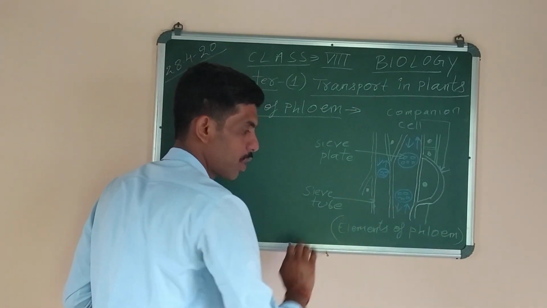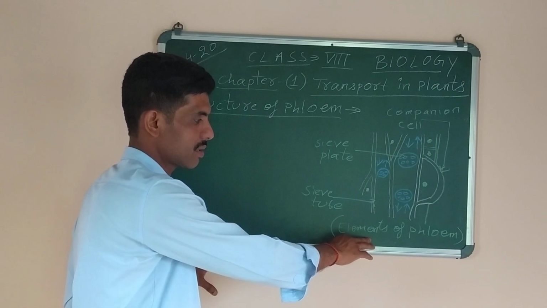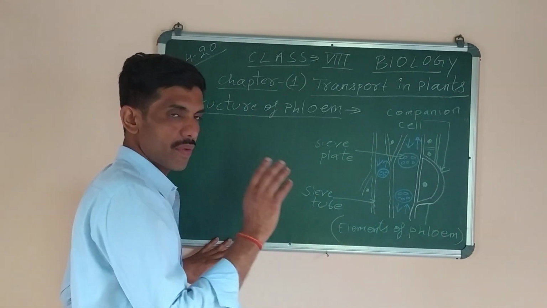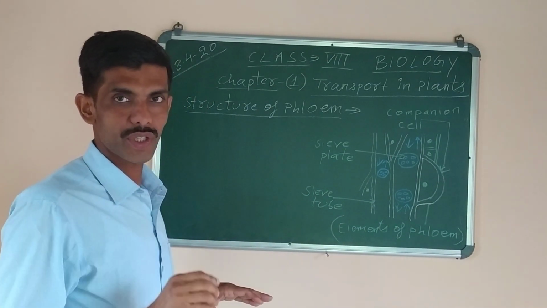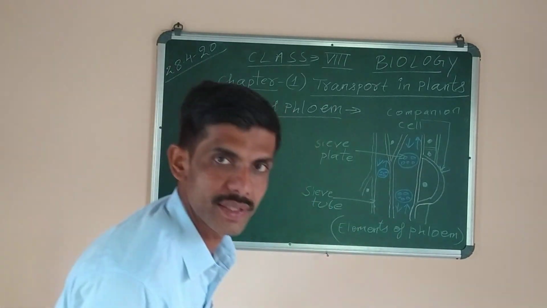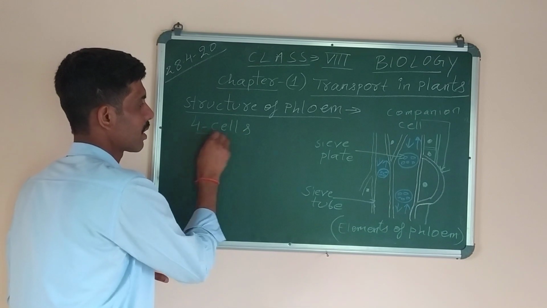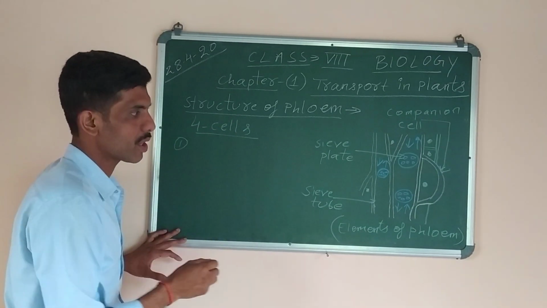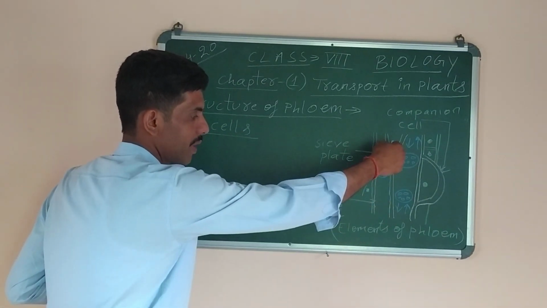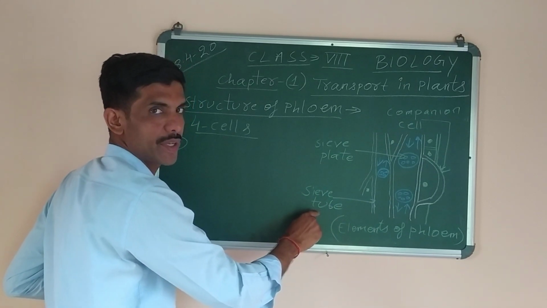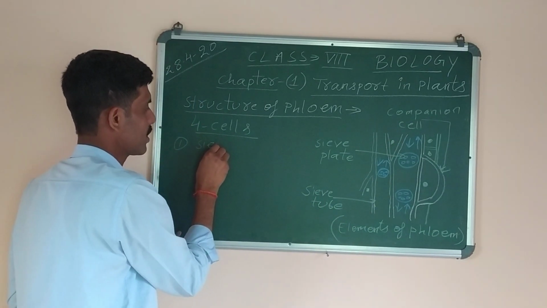The elements of phloem are drawn. Elements means the cells which make up phloem tissue. Phloem is a complex tissue which is made up of four different types of cells. What are the four different cells of phloem? Number one, it consists of sieve tube. Sieve tubes are vertical cells. You can see in the diagram the sieve tube.